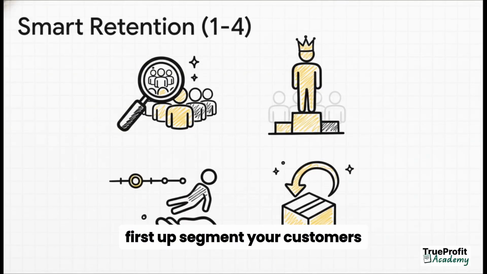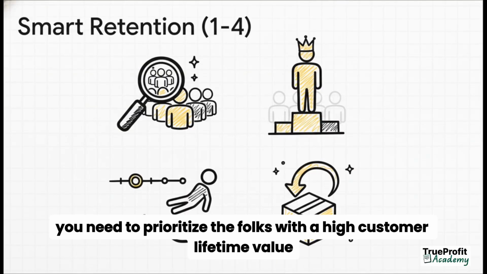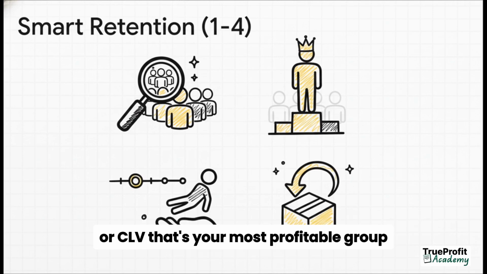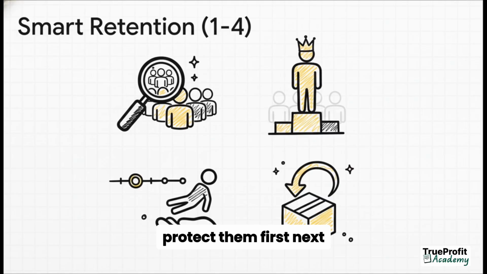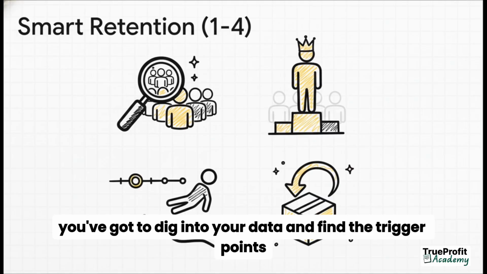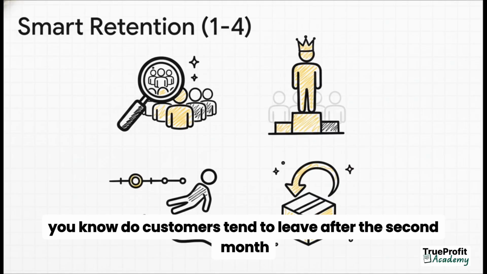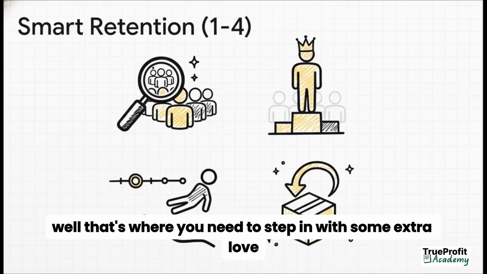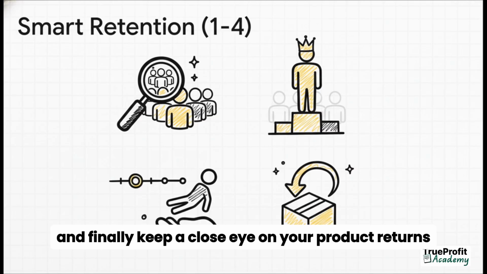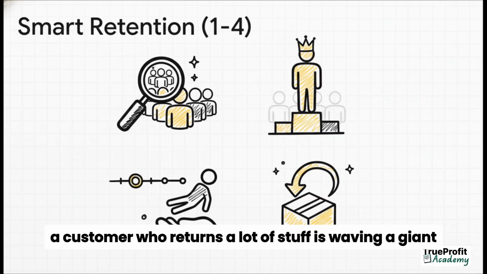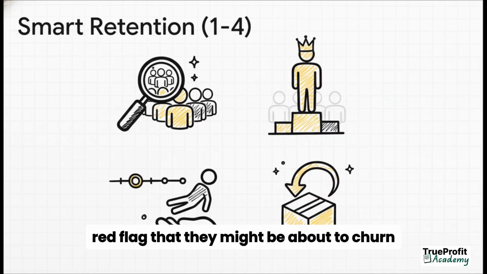All right, first up, segment your customers. Stop treating everyone the same. You need to prioritize the folks with a high customer lifetime value, or CLV. That's your most profitable group. Protect them first. Next, you've got to dig into your data and find the trigger points. You know, do customers tend to leave after the second month? Well, that's where you need to step in with some extra love. And finally, keep a close eye on your product returns.